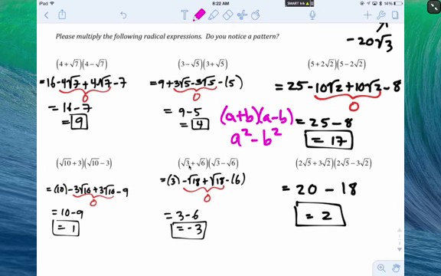Like root 3 plus root 6 and root 3 minus root 6, these are conjugates of one another. 4 plus the square root of 7 and 4 minus the square root of 7 are also conjugates of one another. And one of the properties is that when you multiply them together, you get this awesome, nice, rational number. There are no square roots anywhere in the products for any of these.